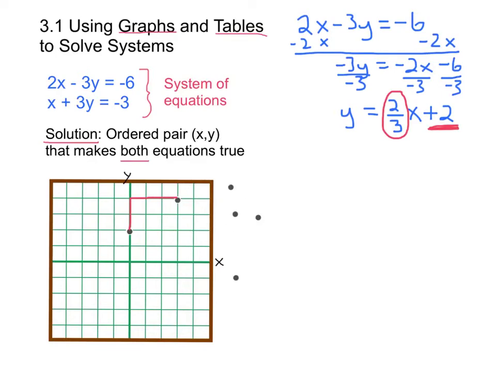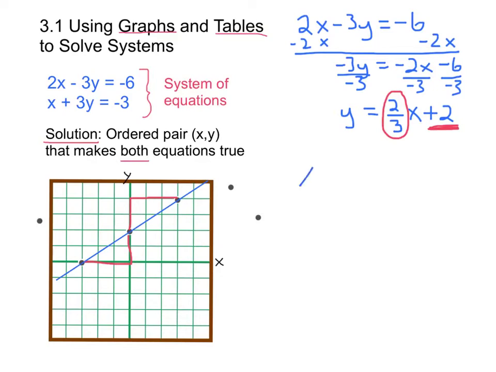Now we can also move down 2 and back 3 to the left, and that would also bring us to another point on the line. So I'll plot that one as well. Okay, so we've got that first line graphed now. So now I'm going to do the same thing with the second equation.